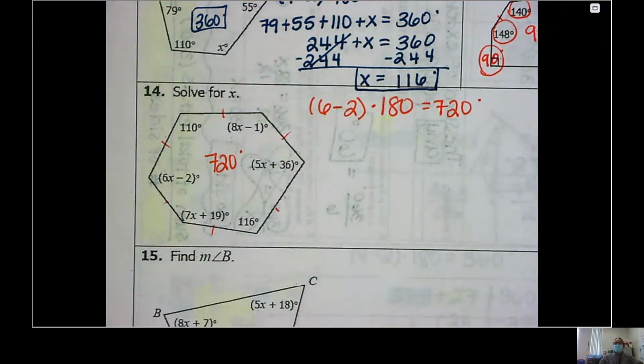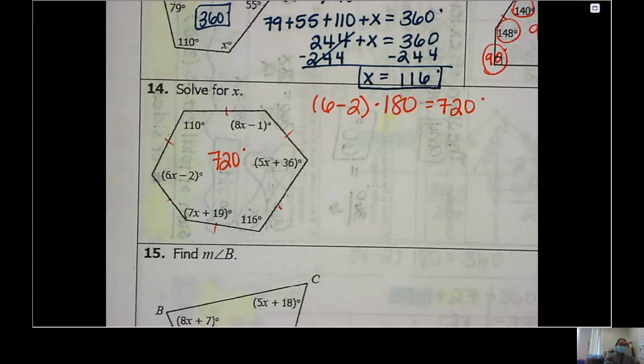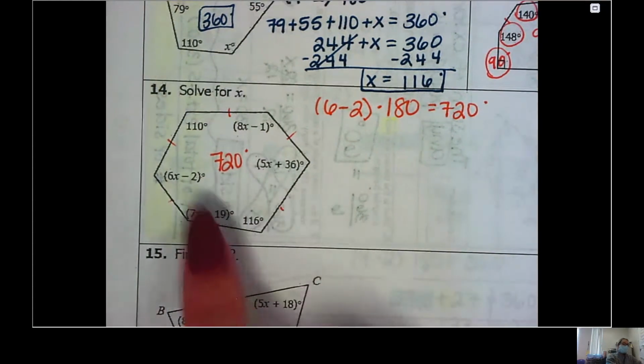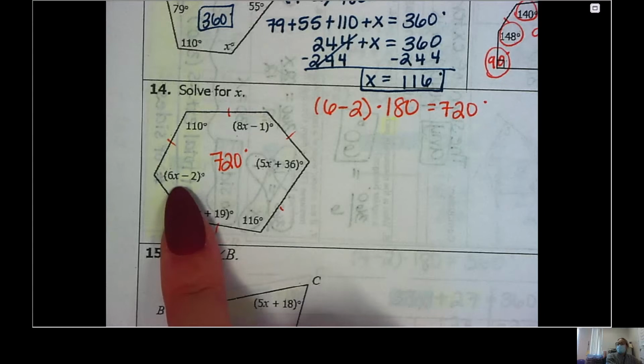Now, I know from the last problem, I'm adding everything together, right? The sum. So I have to add this, plus this, plus this, plus this, plus this, plus this. And I set it equal to what number?